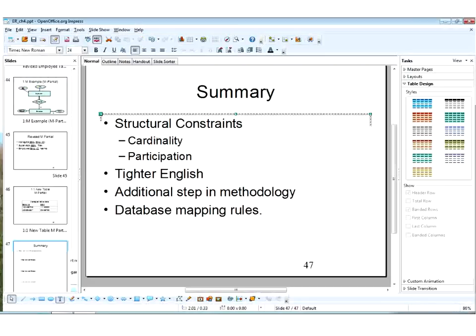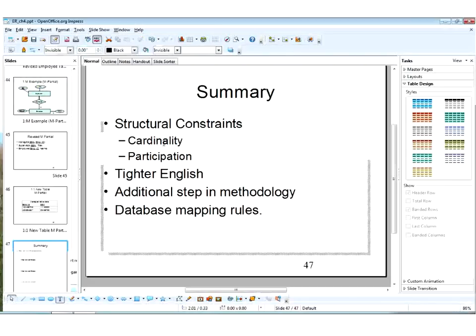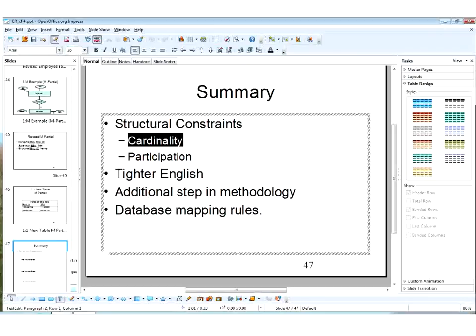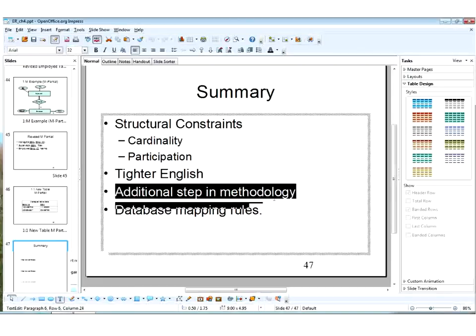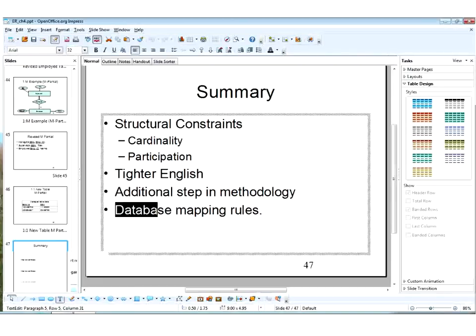So we've gone over structural constraints. Cardinality, just remember, that is your number ratio. Participation, remember that is whether or not a certain entity participates in a relationship, whether it's optional or whether it's mandatory, whether it does or may participate. We've developed our English a little bit. We've given these additional steps here. And we've expanded on our database mapping rules to include the M3 series.